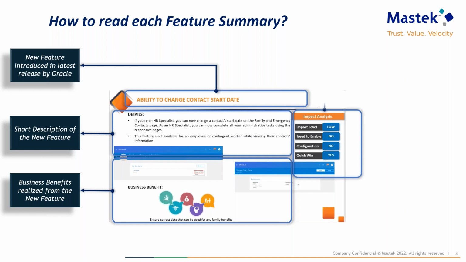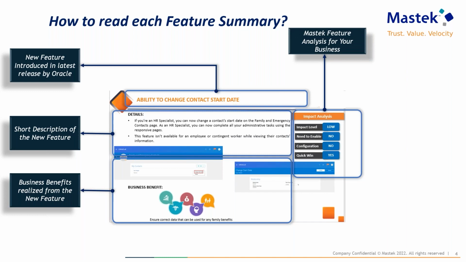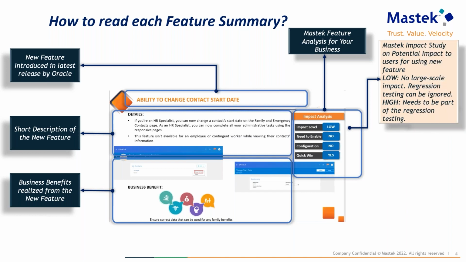There are 4 important components where we have done in-depth analysis of the features which we are going to present to you today. The first one is impact level analysis, which demonstrates the impact on the end user. If it's a low impact, then regression testing can be avoided or not. If it's a high impact, then we need to offer regression testing.